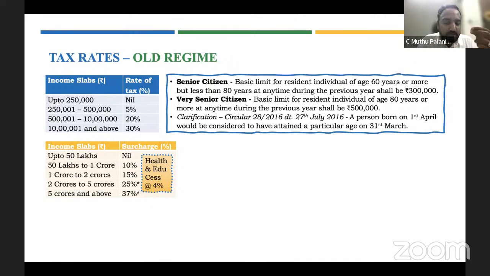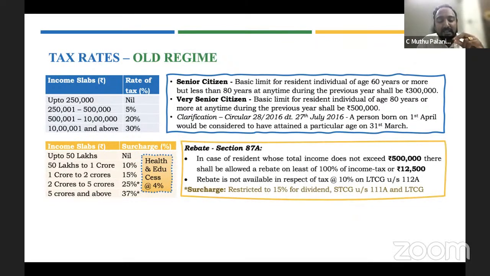There is an asterisk mark on the 25% and 37%. It's to tell that surcharge is restricted. Surcharge is restricted to 15% in case of dividend, short-term capital gain under section 111A and long-term capital gain. And when you say 111A, it is specifically short-term capital gain on listed equity shares and mutual funds. So the maximum surcharge is only 15%. For long-term capital gain, for both property sale or any long-term capital gain, it is 15%. Why 15%? For short-term capital gain, the tax rate itself is only 15%. For long-term capital gain, it could be either 10% or 20%. So since the surcharge would be going higher than the tax rate itself, you're restricting it to 15%.